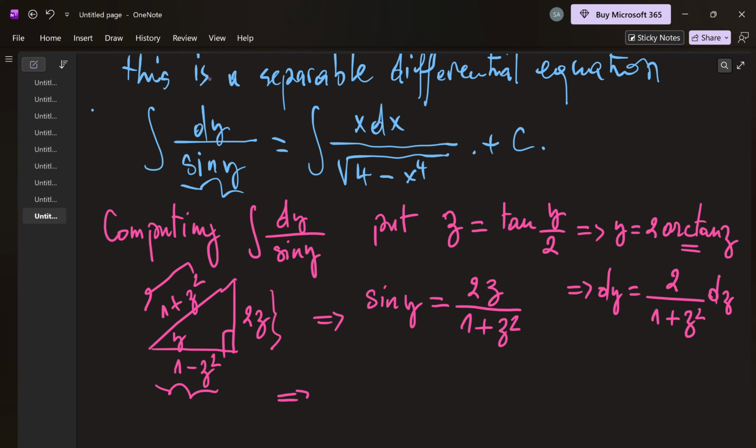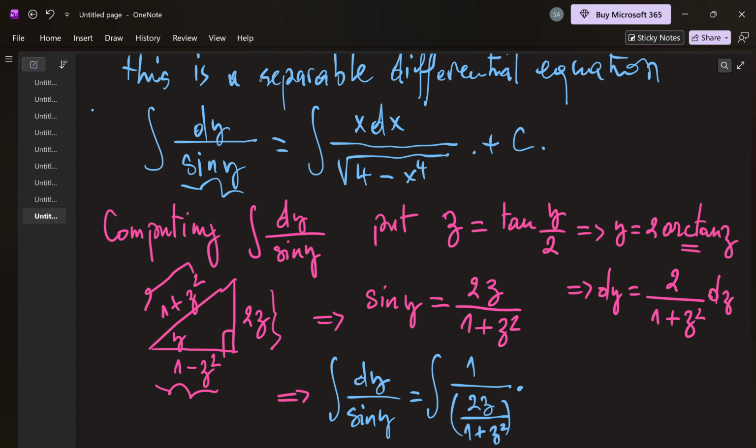Now we substitute in our integral. So the integral of dy over sine y, now with this new change of variables, is equal to the integral of 1 over, between parentheses here, 2z over 1 plus z squared, times dy, which is equal to 2 over 1 plus z squared times dz.